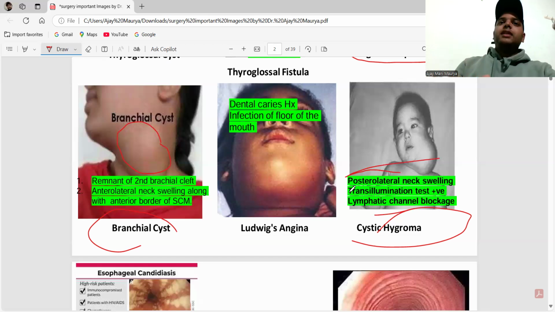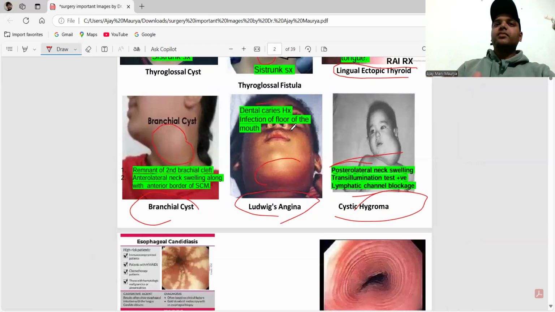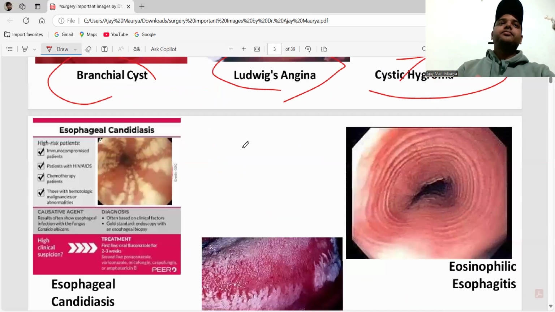Now, guys, this is Ludwig's angina. Here the swelling is bull-neck type. There is an infection of the floor of the mouth, with a history of dental caries. Dental caries in the case of Ludwig's angina. Got it? Next one, let's see here.